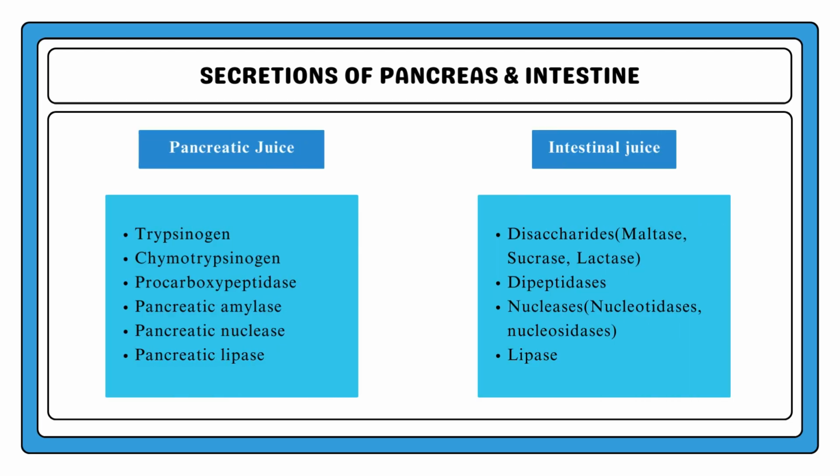This slide is all about the secretions of the pancreas and intestine. The pancreatic juice includes trypsinogen, chymotrypsinogen, procarboxypeptidase, pancreatic amylase, pancreatic nuclease and pancreatic lipase. The intestinal juice includes disaccharidases like maltase, sucrase and lactase, dipeptidases, nucleases like nucleotidases and nucleosidases, and lipase.